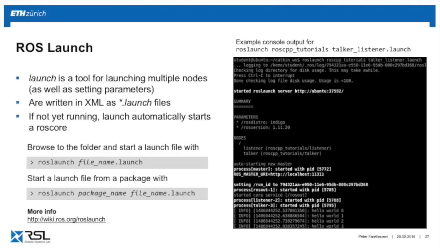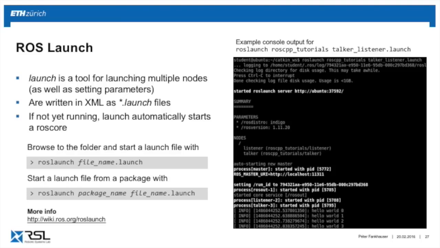To start a ROS launch file, like we already did, you would type in roslaunch and then the name of the launch file. If you do it this way, you need to be at the path where the launch file is. If the launch file is associated with a ROS package, you can type in roslaunch, the package name, and then the launch file, such that you don't need to be at the path of the file. It finds it for you automatically.